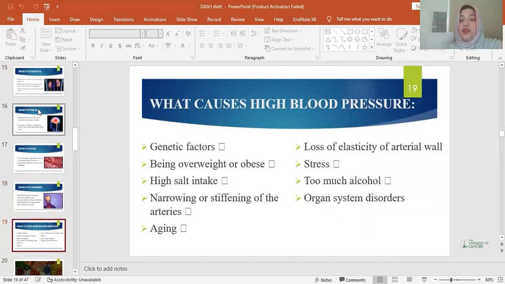Let's have a look at the causative factors of high blood pressure. Number one, genetic factors, genetic predisposition. If your family has a tendency, if mother or father has high blood pressure, then offspring are prone to develop hypertension. Number two, being overweight or obese. Number three, high salt intake, narrowing or stiffening of the arteries, aging, loss of elasticity of the arterial wall, stress, too much alcohol consumption, and organ system disorders.